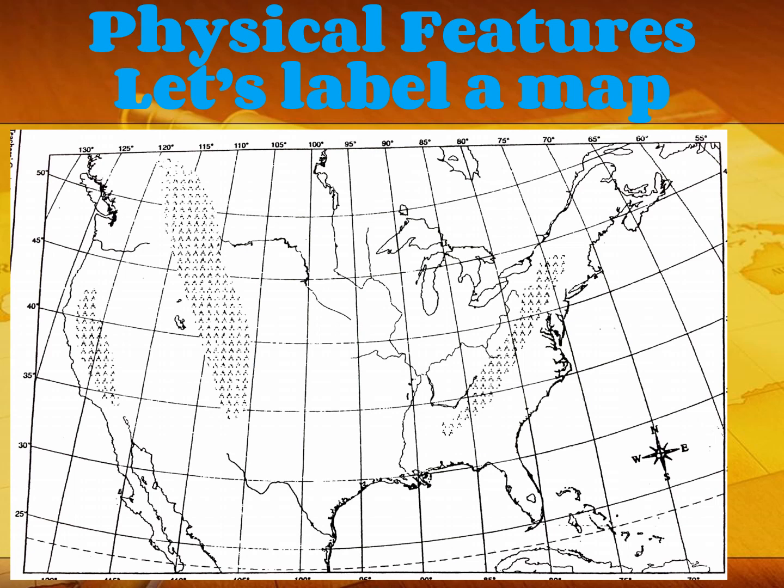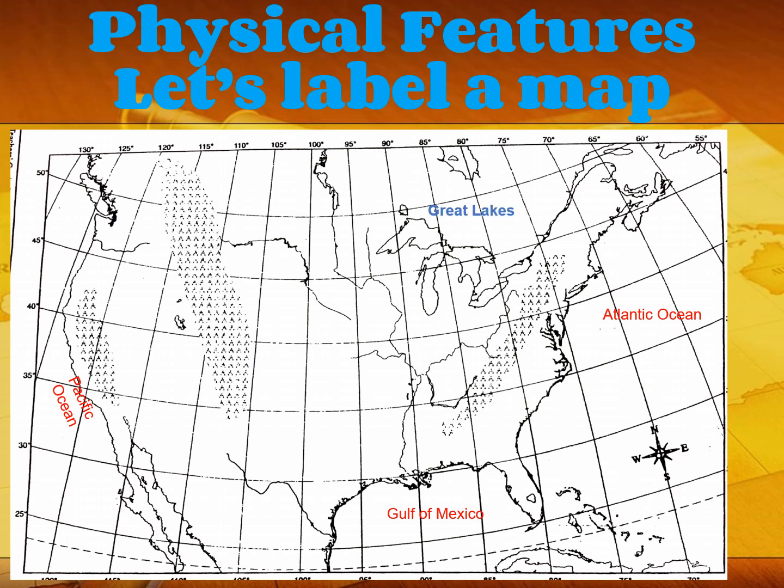So let's practice. First, our first physical feature is the Pacific Ocean, way over here to the west. Next, we have the Atlantic Ocean, way over here to our east. I always start with the waterways because for me they're the easiest. I know where all my water is. Then we have the Gulf of Mexico, the 3 largest bodies of water surrounding the United States.